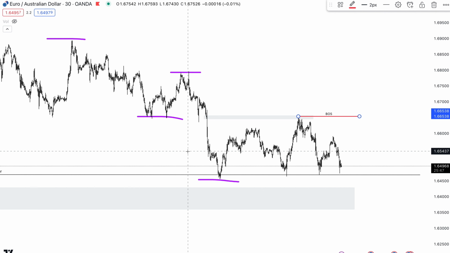For long-term structure, I use the 4 hour, the daily chart and the weekly. And for short-term structure, I use the 30 minute, the 15 minute, and the 1 hour. Okay? And if you guys do not understand that, rewind the video and write that down.